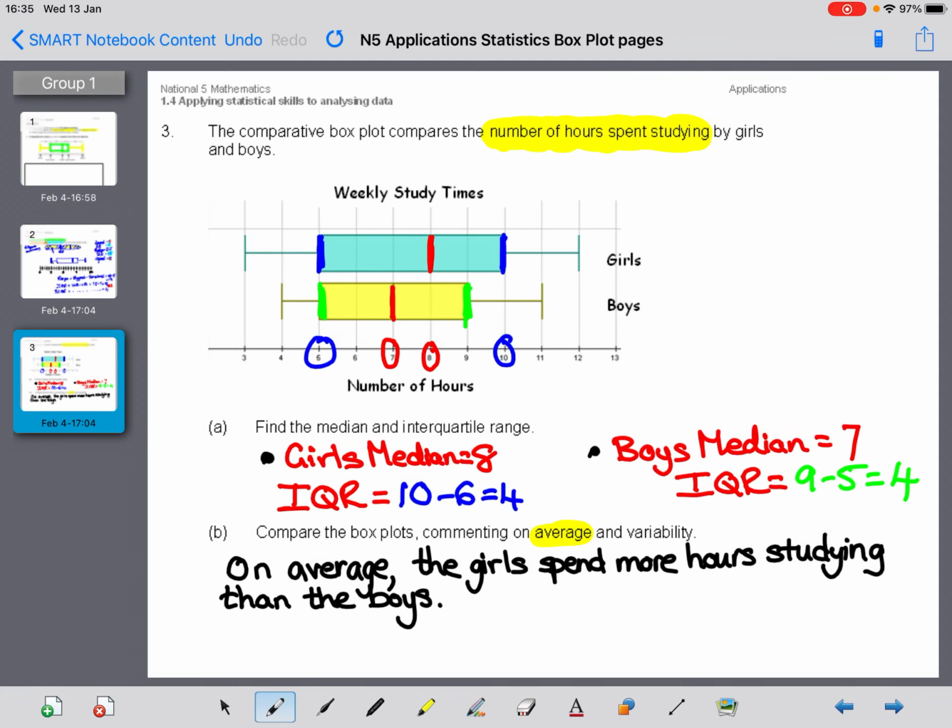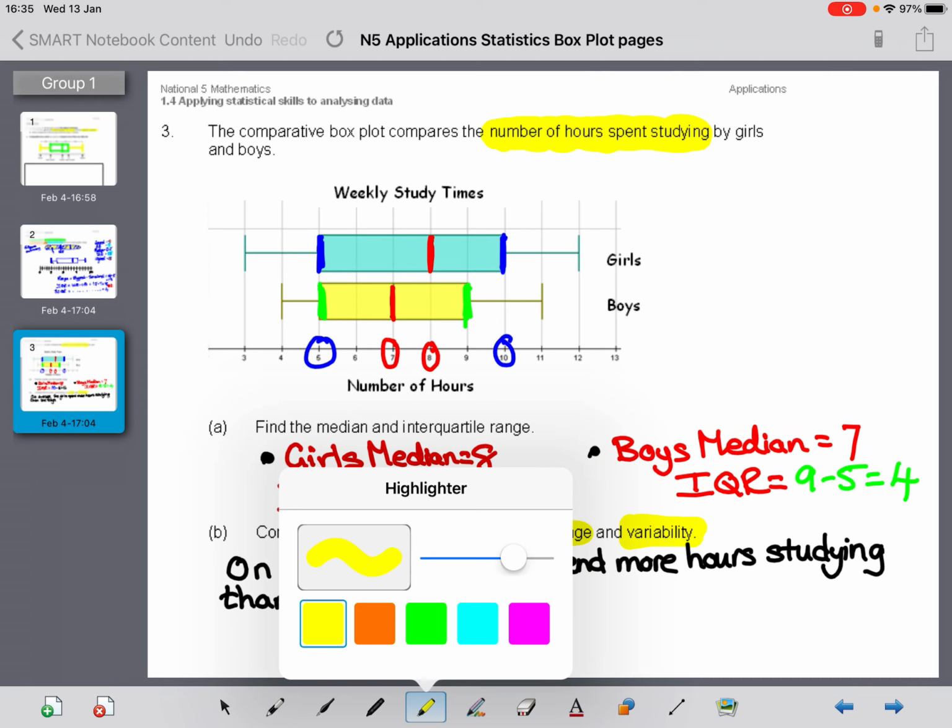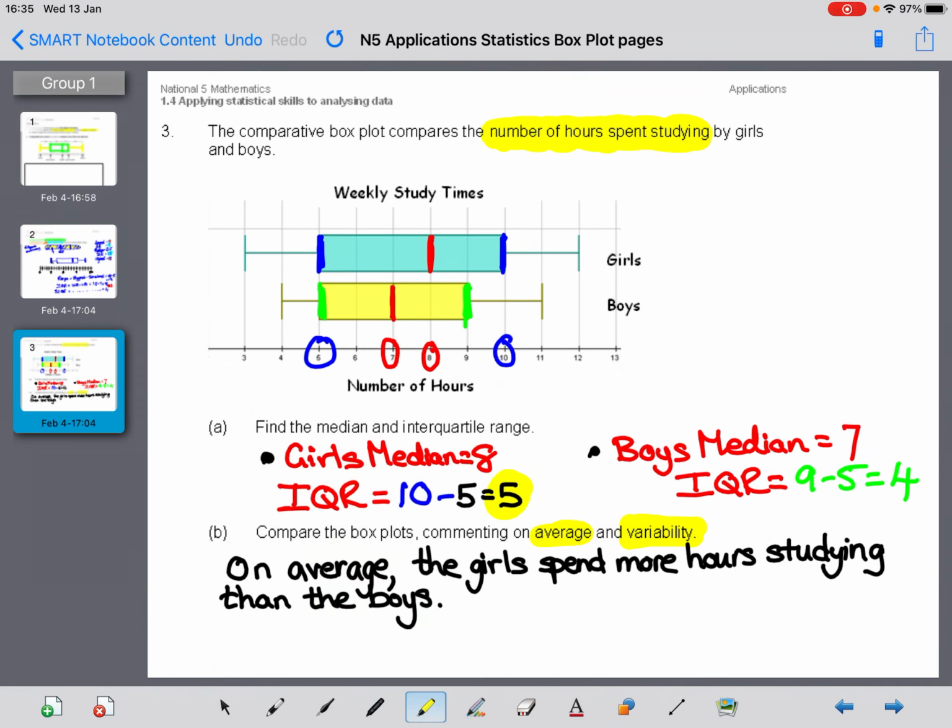Right, the interquartile range. Now that's a measure of spread or variability. Now there's a few different ways that you can speak about this. Oh, they're both the same actually, but they shouldn't be because I should have done 9 take away 5 over here, shouldn't I? Is that right? Or 5? Yeah, I thought it was a 6, but it's a 5. Right, okay, so what can we say? The girls have got a spread of 5 and the boys have got a spread of 4.